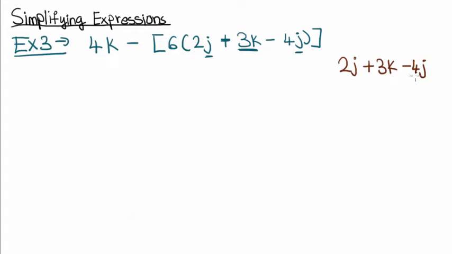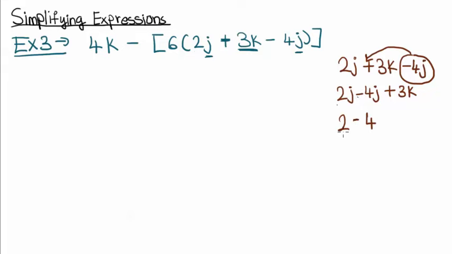Now, I write the two families of the j's right next to each other by simply moving the negative 4j right by the 2j. I now deal with the coefficients of the j's. I have the coefficient of 2 and I have the coefficient of the 4. The operation that I'll be performing is that of the negative, and when I do 2 minus 4, I get negative 2. Since the variable that I am dealing with is the variable j, I'll simply put the j over here. Then I simply add the 3k to it.